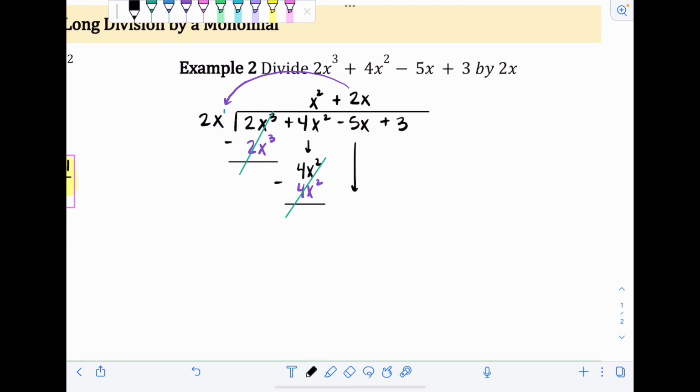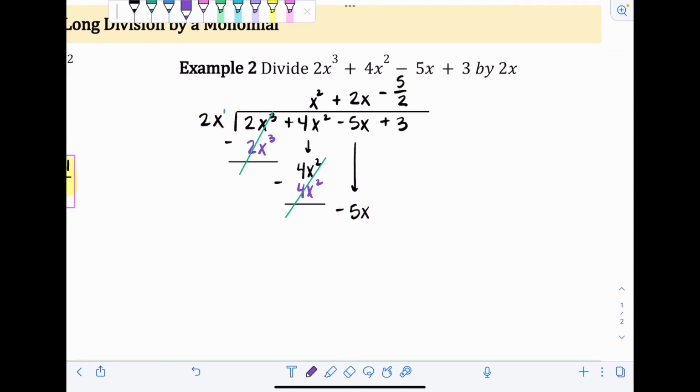Okay, I can bring down my next term, that's negative 5x. So that new term that I just brought down becomes what I'm dividing into. So I do negative 5x divided by 2x. Negative 5 divided by 2 is negative 5 halves, and then x divided by x cancels out, so I don't have any more x's. So one more time, negative 5 divided by 2 is negative 5 halves. x divided by x is 1, so it cancels out the x's.